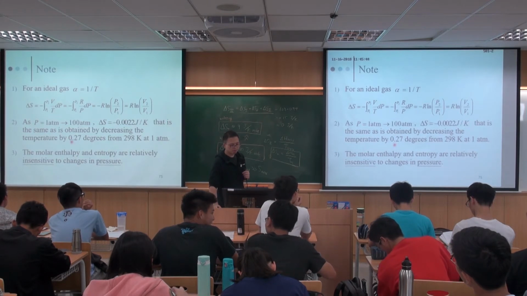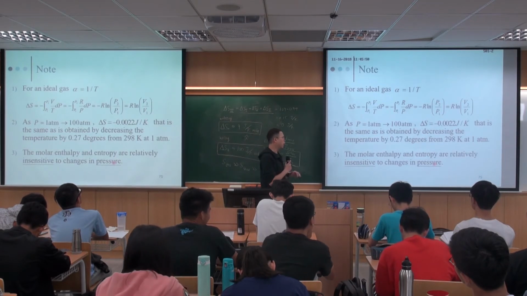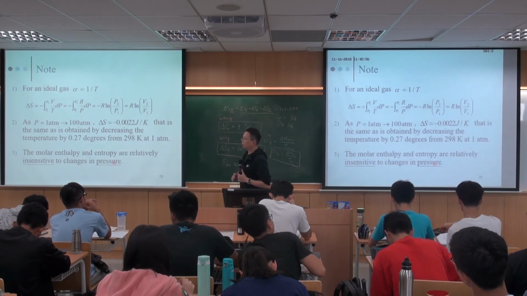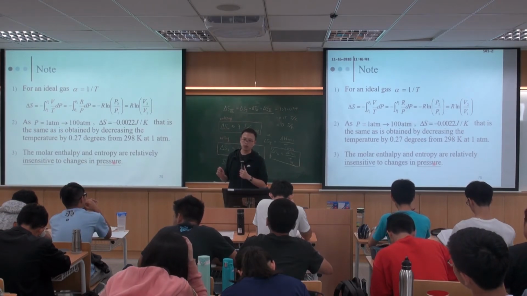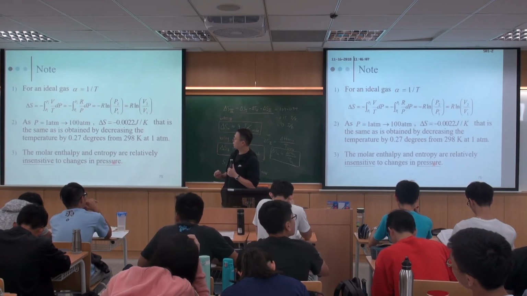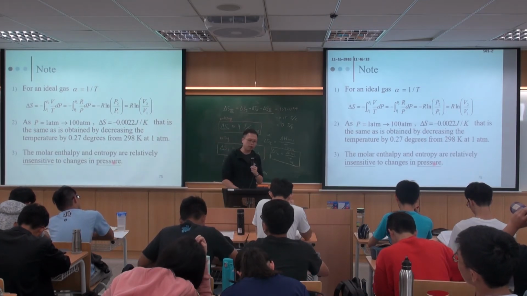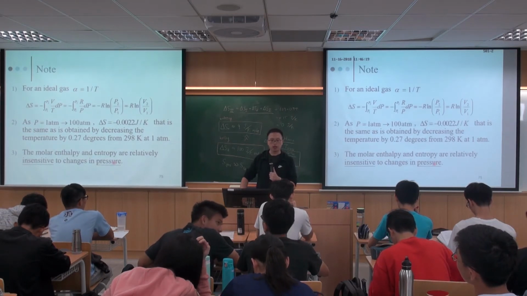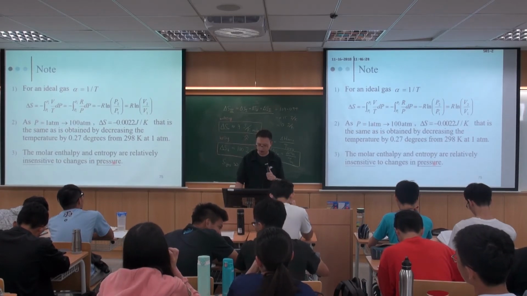So this is the most important remark over here. The molar enthalpy and entropy change are relatively insensitive to the changes of pressure. So if you're just changing the pressure, you typically have to change that by 100 times in order to see the same change when you change the temperature for a few degrees of Kelvin. For instance, in this case, you can change the temperature by 0.3 kelvins, but you have to change the pressure from 1 to 100 atm. So that's a huge difference.